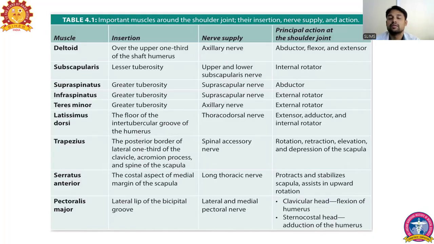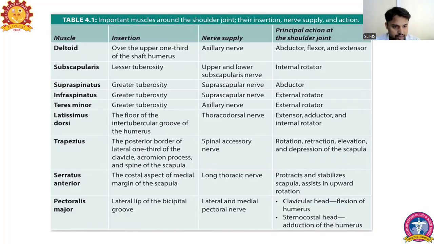On the medial aspect of the humerus, the teres major will attach. The pectoralis major will attach to the lateral aspect. And the latissimus dorsi is supplied by the thoracodorsal nerve. The action of the latissimus dorsi is extension. It adducts the shoulder joint and it internally rotates the shoulder joint.